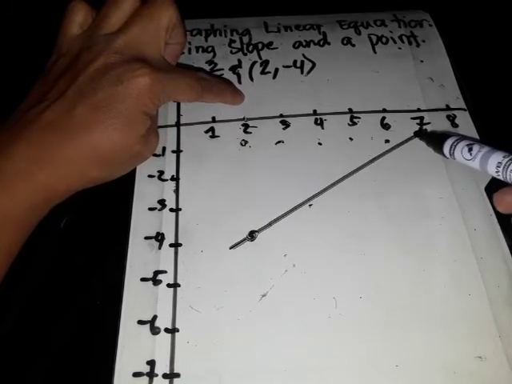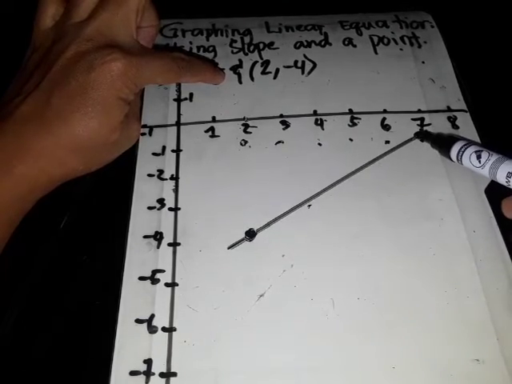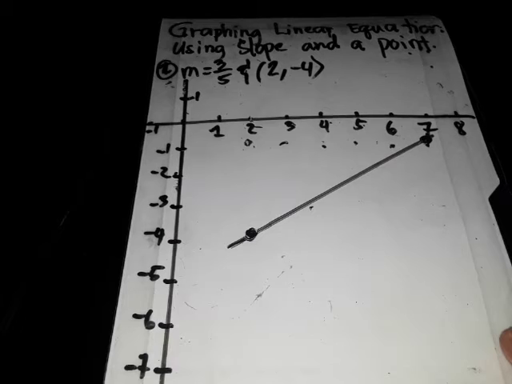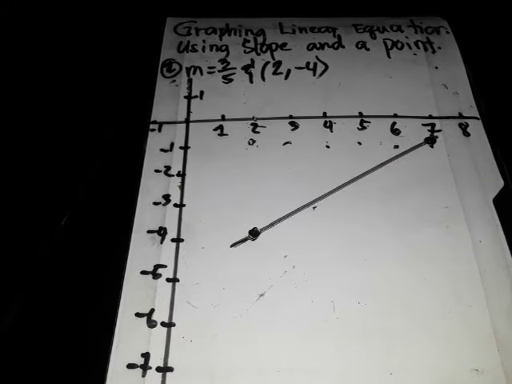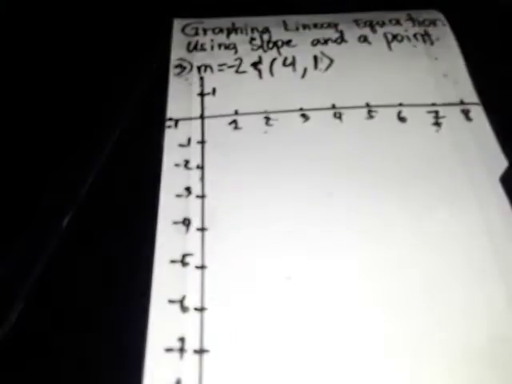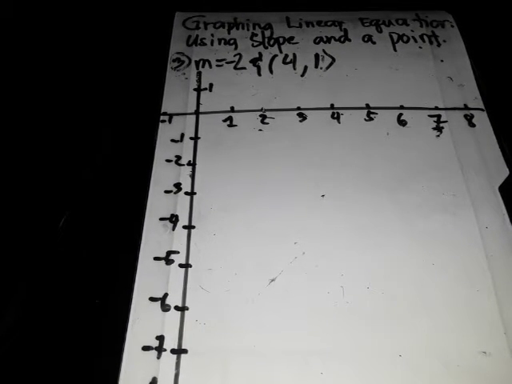Andito na siya. So, i-connect na natin ngayon ang point na ito at saka yung point dito. Yan ang ating graph. Okay. So, alam kong nakuha na ninyo, pero bibigyan ko pa kayo ng 2 pang halimbawa. For example, number 3, ang slope natin ay negative 2 at ang pair of points natin ay 4 and 1.